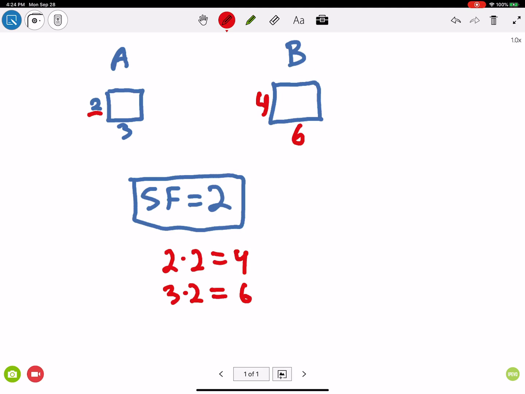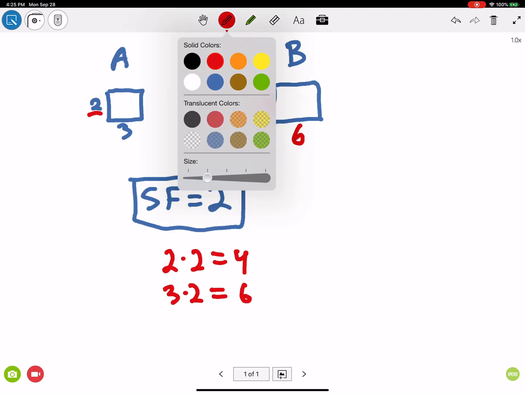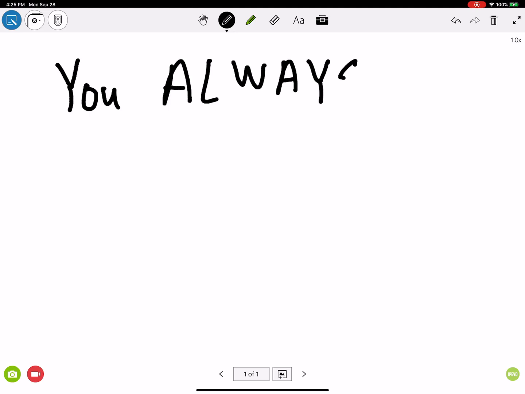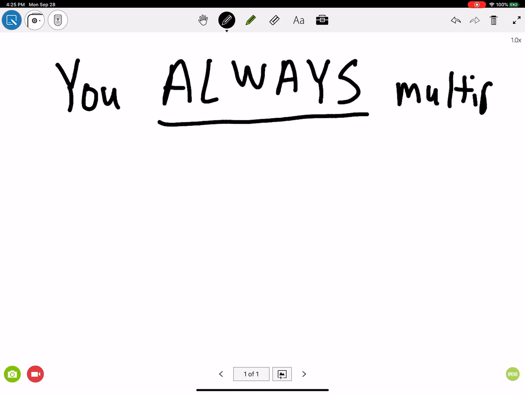So, what I want you to remember is the following when we're dealing with scale factor. You always, no exceptions, you always multiply by the scale factor. I'm going to call scale factor SF, okay? SF means scale factor. You always, always, always multiply by the scale factor.